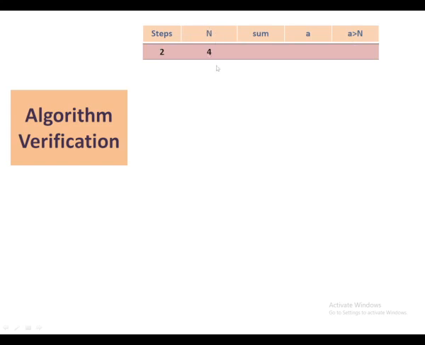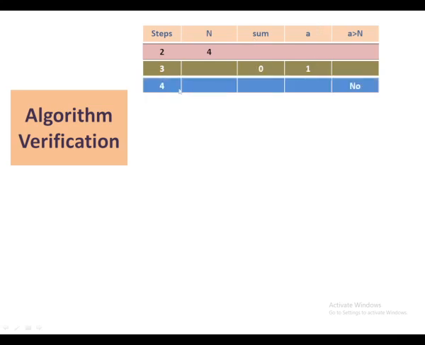So that is n is equal to 4. Then according to your third step, you are initializing sum is equal to 0 and a is equal to 1. Then in the fourth step, you are checking whether a is greater than n. So what is a? Value is 1 and n is 4. A is not greater than n. So it is no.